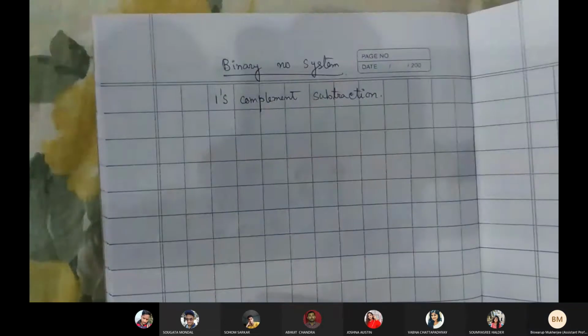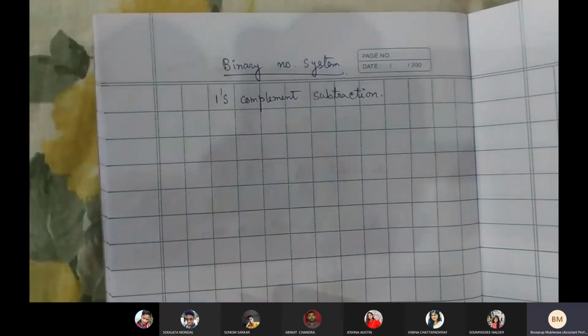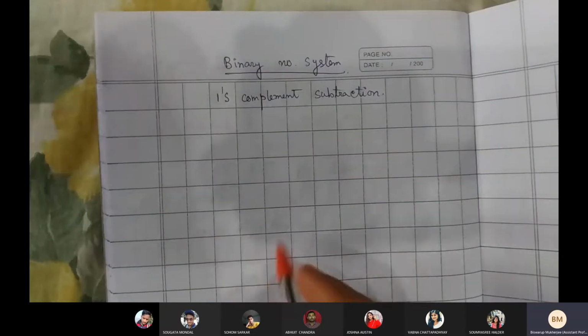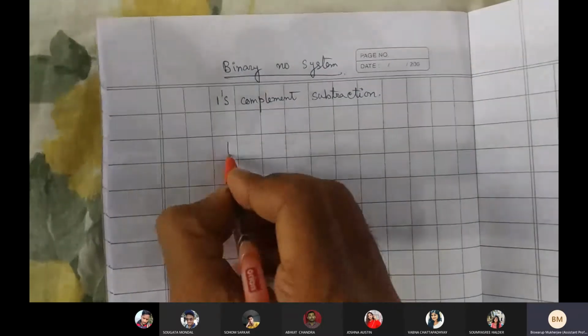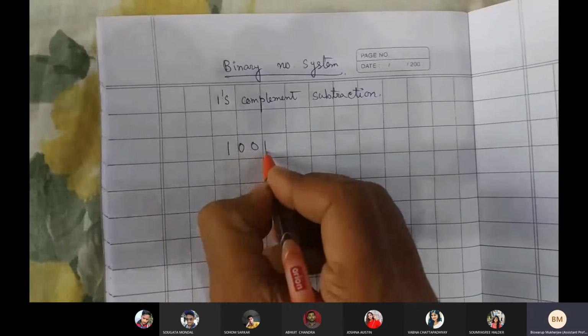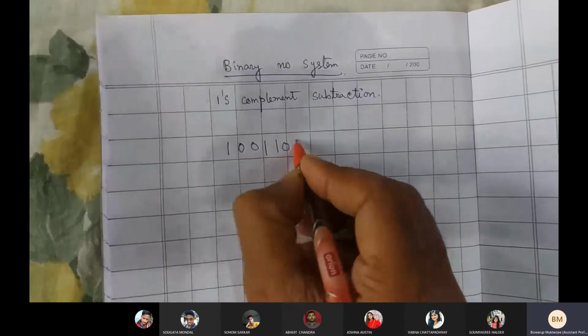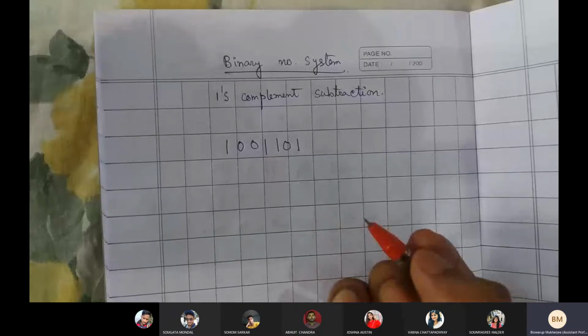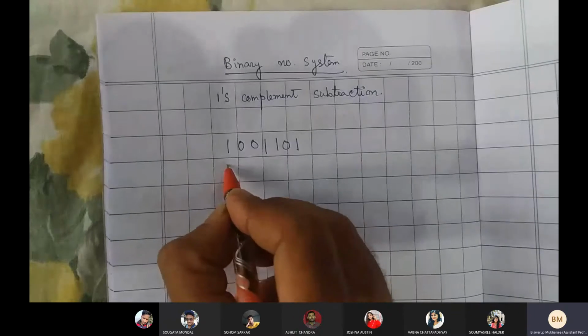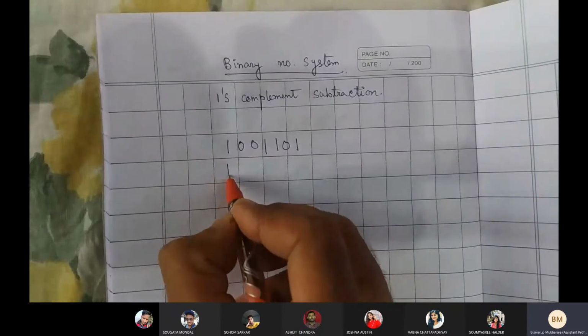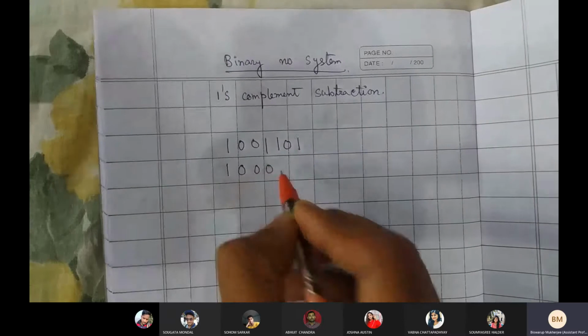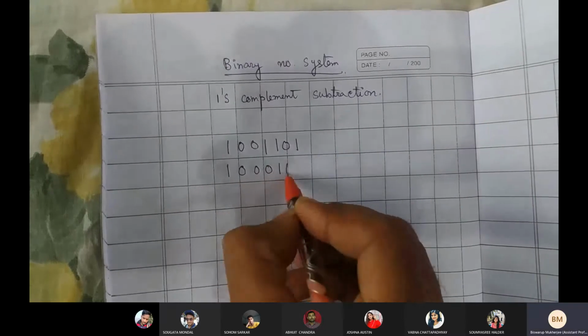Okay. Let me consider two numbers, maybe 1001101, something like this. This is one of the numbers. Maybe another number is something like 0100111, maybe like this.